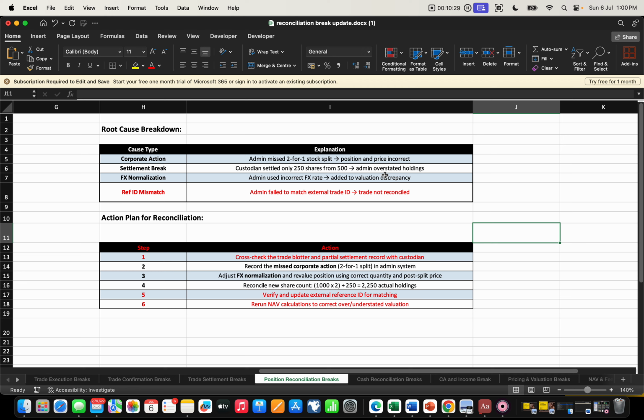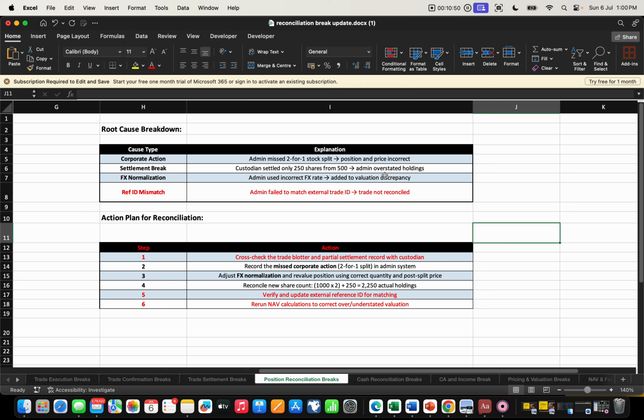For example, if a corporate action has happened for a stock split, and you were holding 500 shares before, now it will reflect as 250 shares, but you are still showing 500, so you will get a discrepancy. You have to correct the price as well. You have to check what your Bloomberg last traded price was, and accordingly change the price as well.